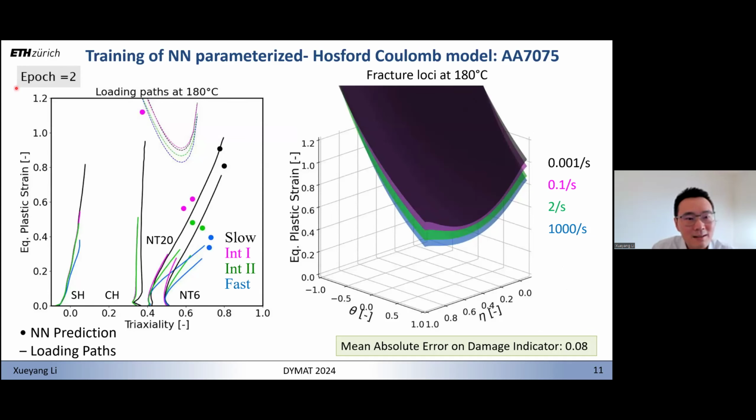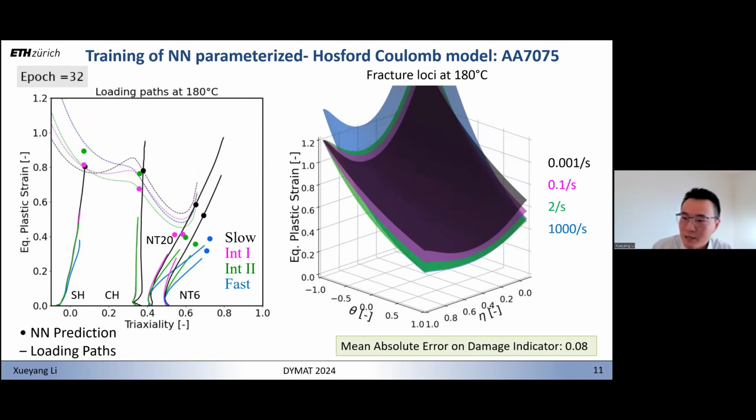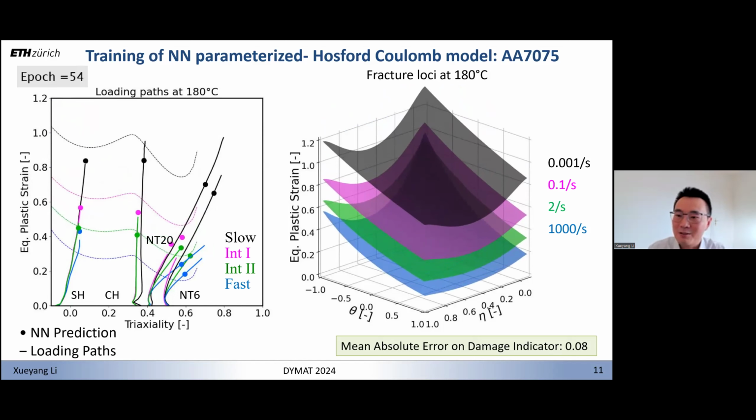On the left-hand side, I show the epochs, meaning the iterations in the training. I plot the equivalent plastic strain as a function of stress triaxiality for tests starting at 180 degrees C for 7000 series aluminum. We tested many different geometries: shear, central hole, NT20, NT6, and many different strain rates. Now let's do our optimization. The dots here represent our neural network model prediction, and solid lines are the loading paths that we extract from our numerical simulations.